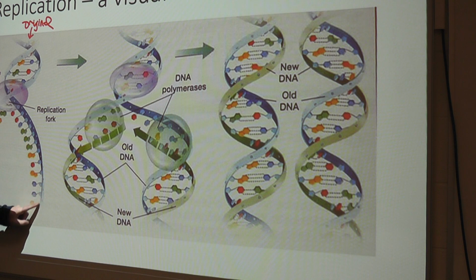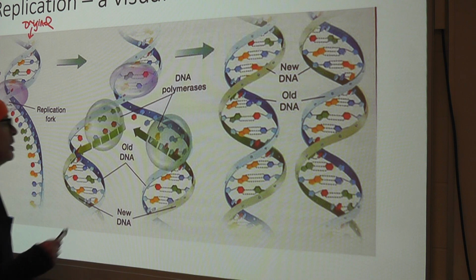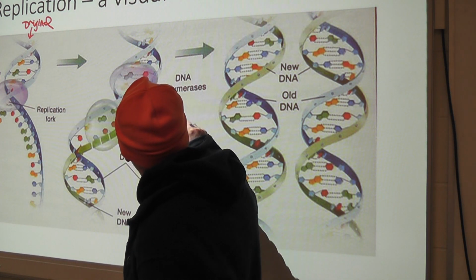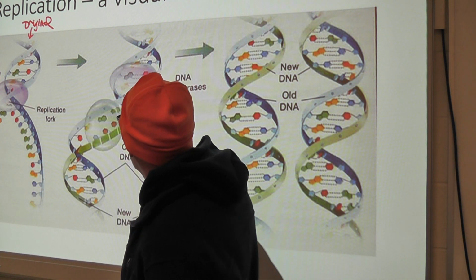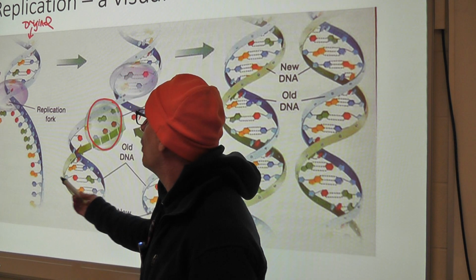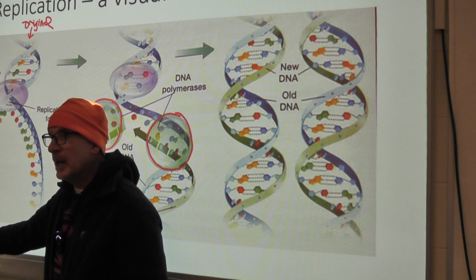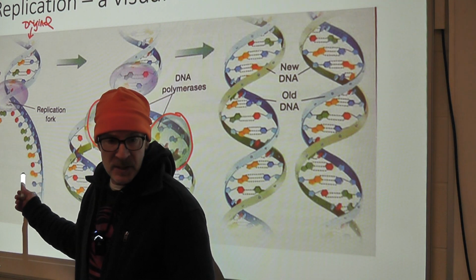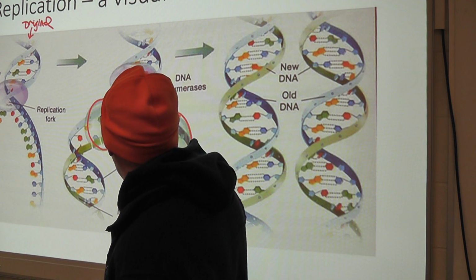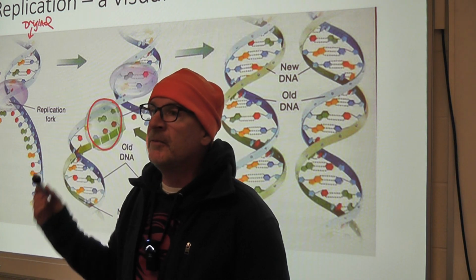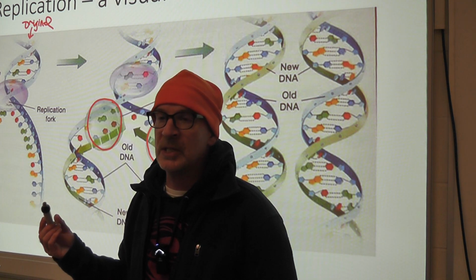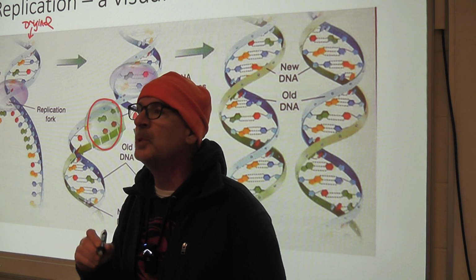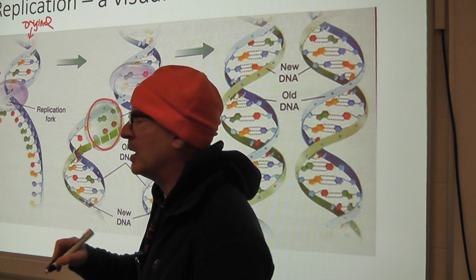These drawings show the original double helix of DNA separated into two strands. And you can now see over here, there are two DNA polymerase enzymes. One here operating on this original strand, and one here operating on this original strand. And you'll see in the video, they actually move in opposite directions, and we don't really care about that. It's kind of cool to think about, but it's not something we care about in this class.